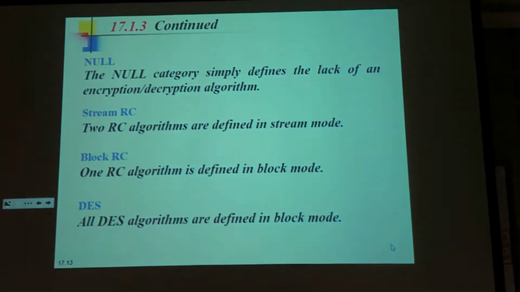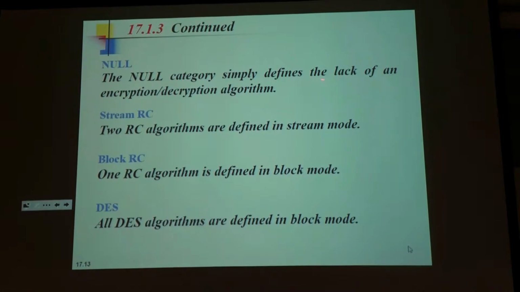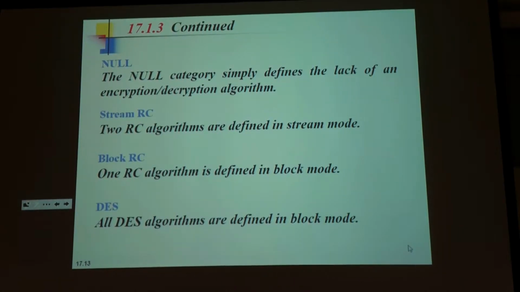So the null category simply defines the lack of an encryption-decryption algorithm. There is no encryption-decryption. We use other services, but no encryption-decryption. Possible. I don't need to have encryption. I don't need to have privacy. All right. The other thing is stream RC.